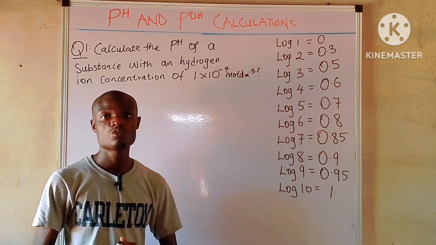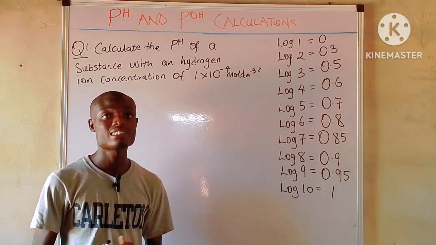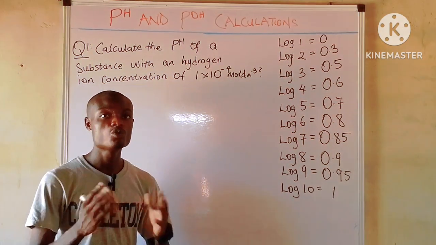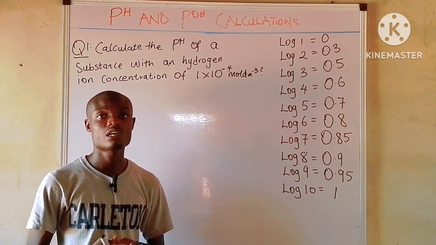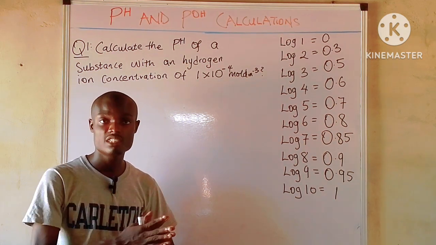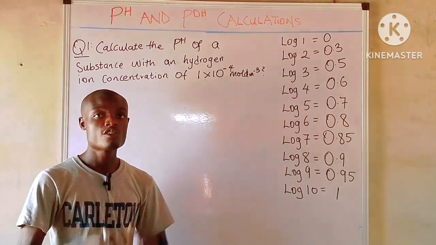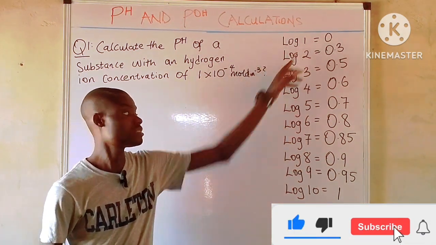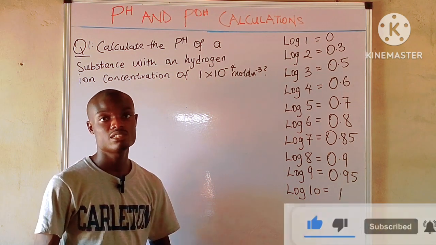So let's get started with the calculation aspect under pH and pOH. So we are going to look at how to calculate pH and pOH without a calculator. Recall that the JAMB calculator lacks functions like logarithm and anti-log, and you should be able to calculate the pH and pOH using the functions of log without a calculator. For this reason, you have to master the log values from 1 to log 10. You have to know what the values of log 1 down to log 10 are.